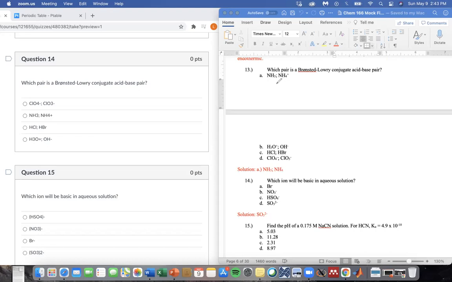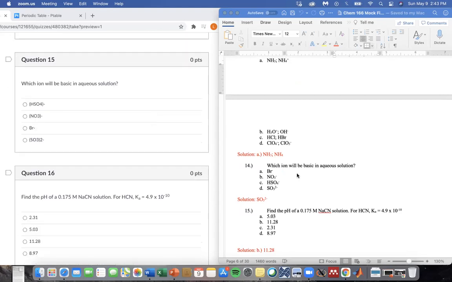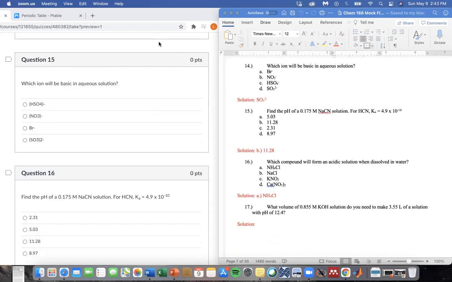Conjugate acid-base. Yeah, so it would be this one. And then for which ion will be basic in aqueous solution, you have to consider which one would not be bonded to a strong acid.